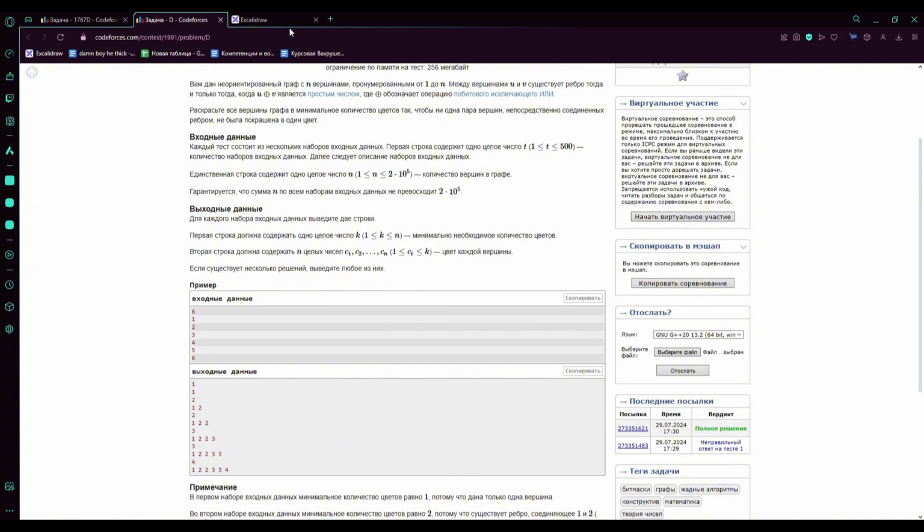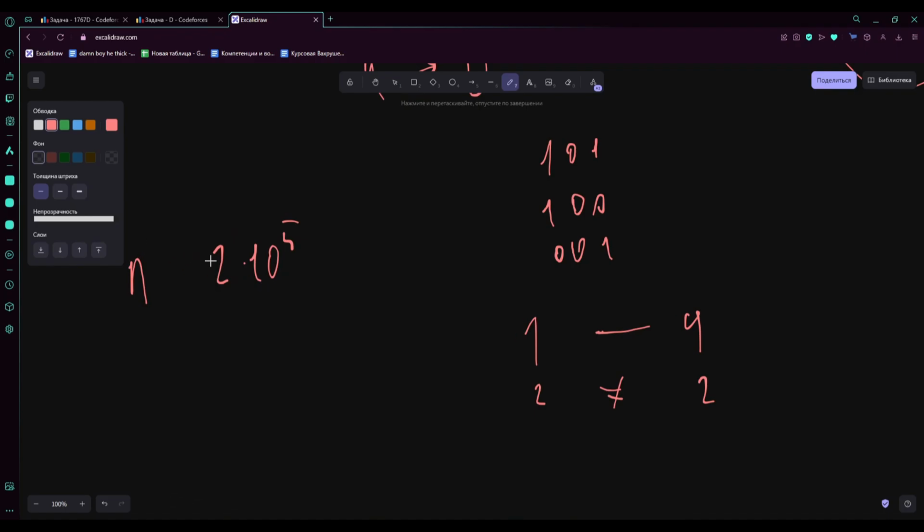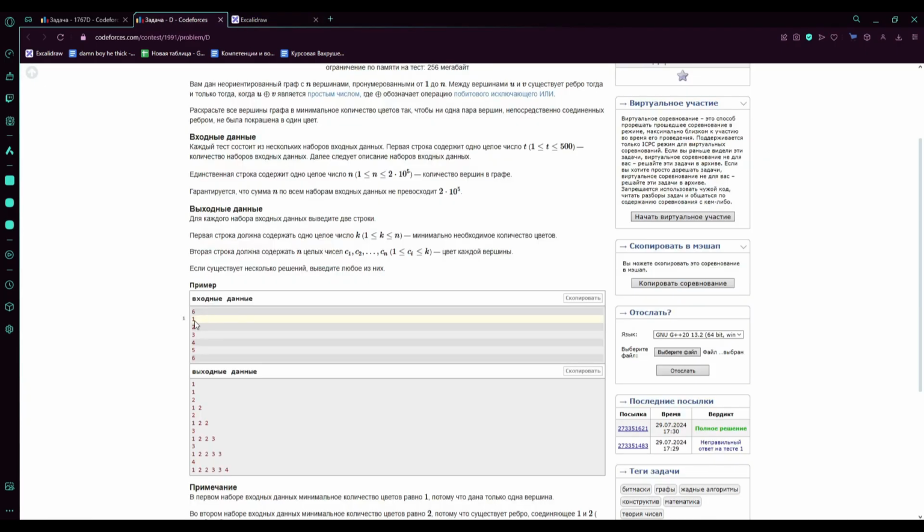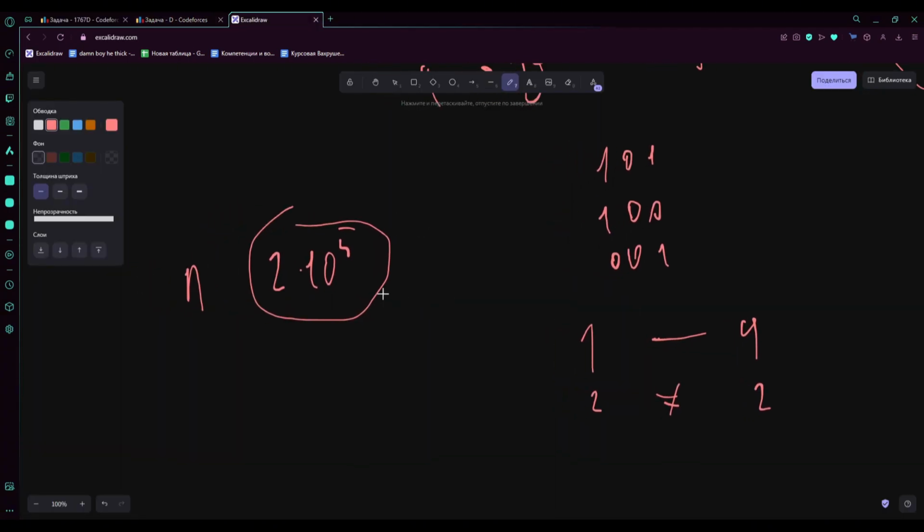So let's take n as 2 times 10 to the power of 5, because in each case we are really just given a number that is less than or equal to it, and we have 500 tests here. Again, this doesn't matter because it's guaranteed that they don't exceed that. Overall, in the graph, we can have 2 times 10 to the power of 5 across all test cases. This is probably our worst case scenario.